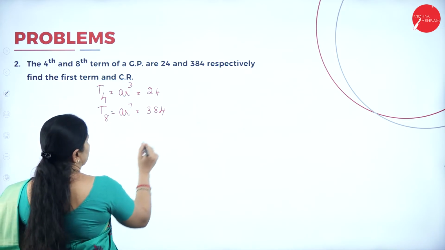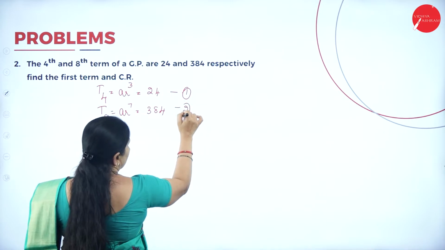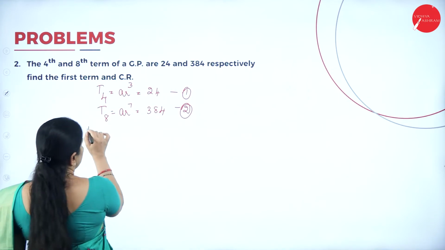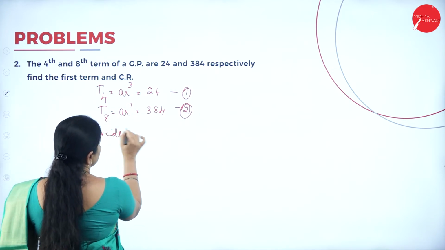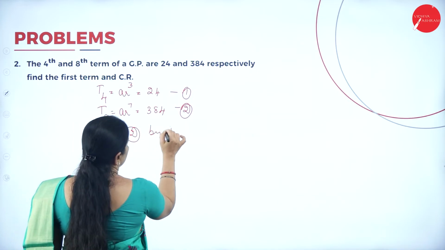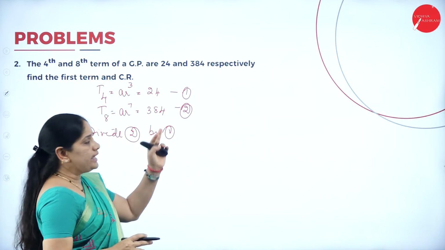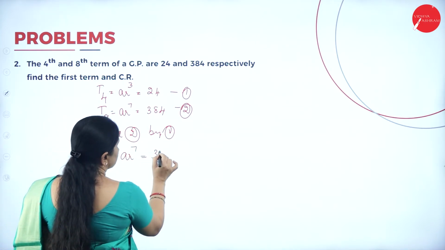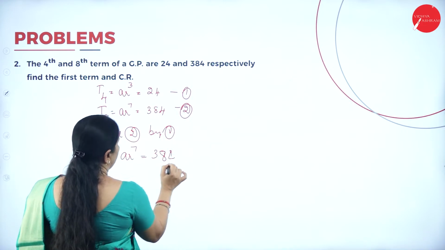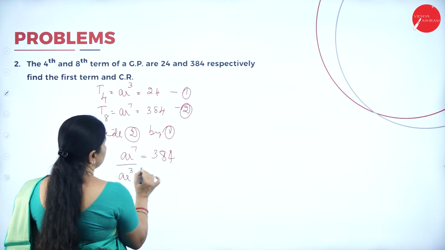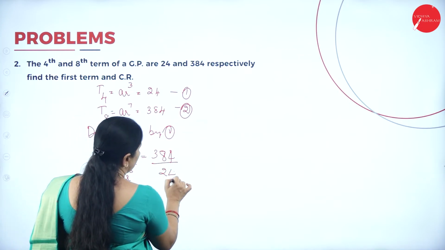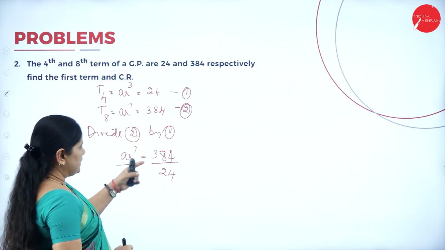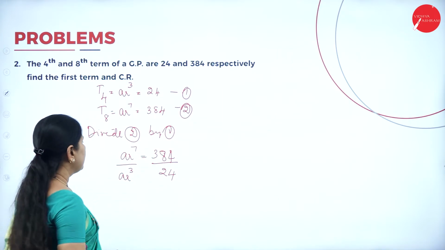So I will write this as equations 1 and 2. Now divide equation 2 by equation 1. So I get AR to the power 7 equals 384 and AR cube equals 24. So I write it in this form: AR to the 7 by AR cube, equals 384 divided by 24.